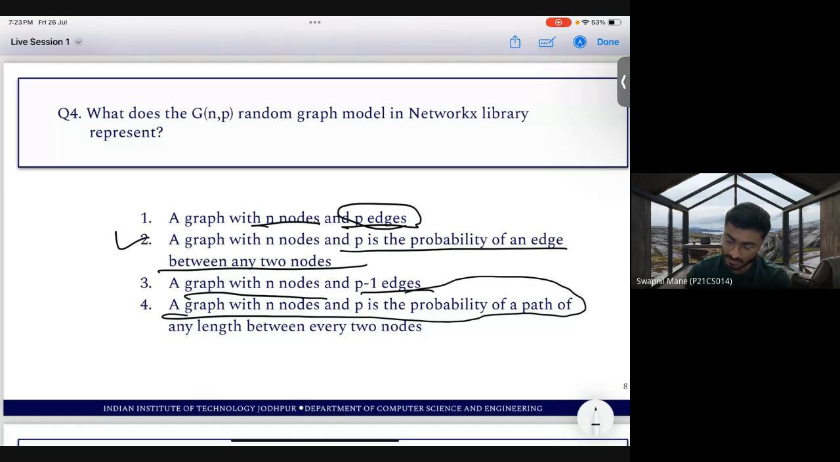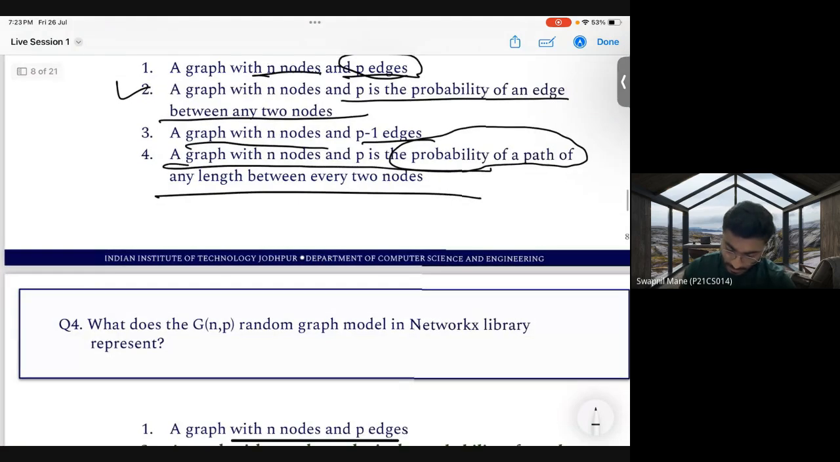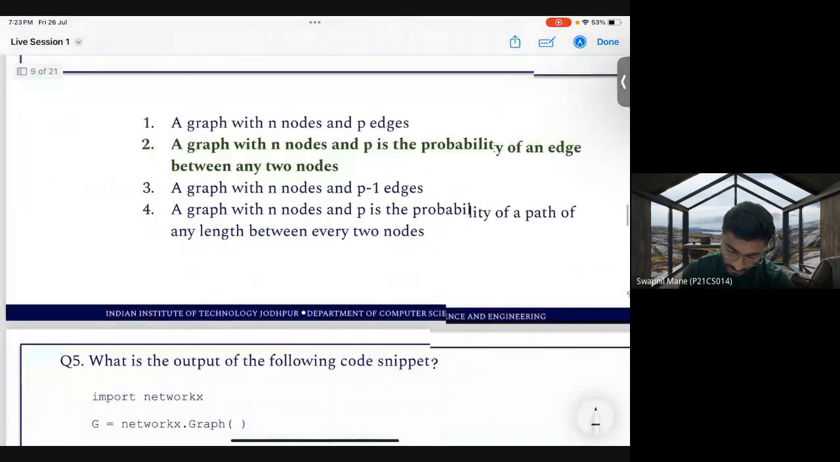Path, it's not about the path actually, right? Okay. Yeah, the second option is correct.